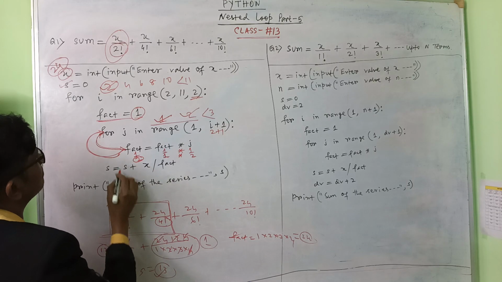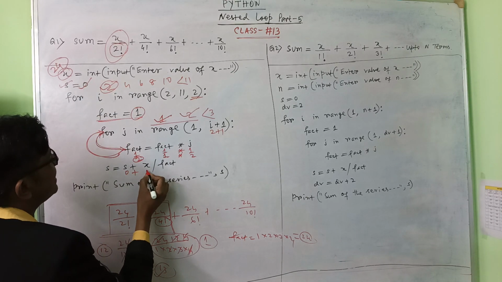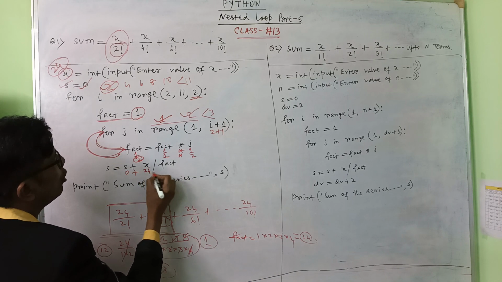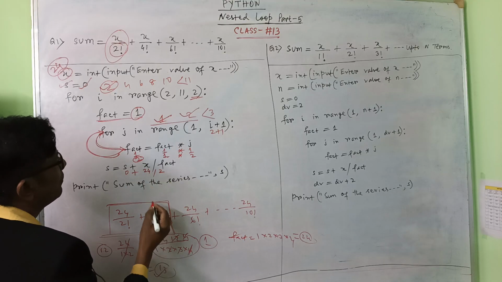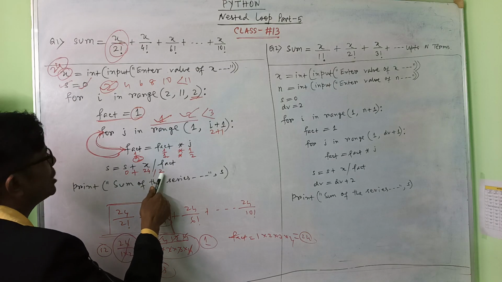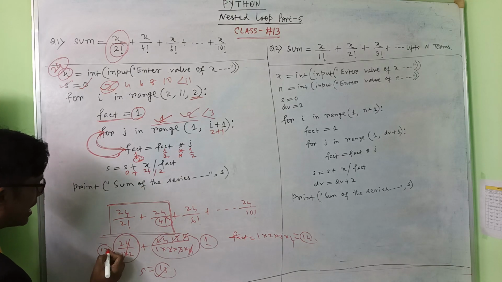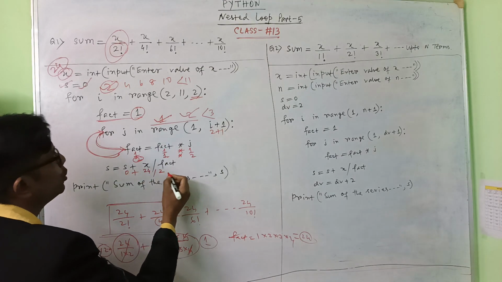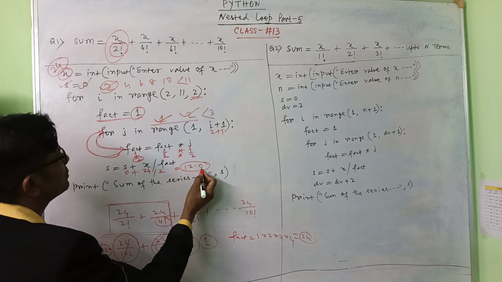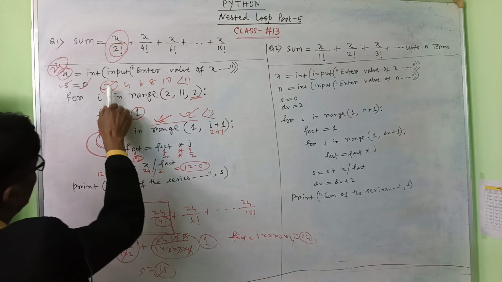So computer, now you do the sum. Sum equal to the initial value I have taken outside the outer loop, that is 0. 0 plus, value of x how much I have taken? 24. So 24 by fact equal to 2. What is the result? It is 12. So actually it will give you 12.0. So 0 plus 12.0, it is here 12.0. So that was only when I equal to 2.